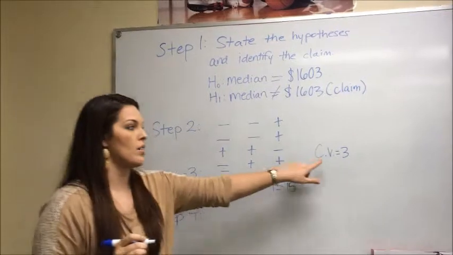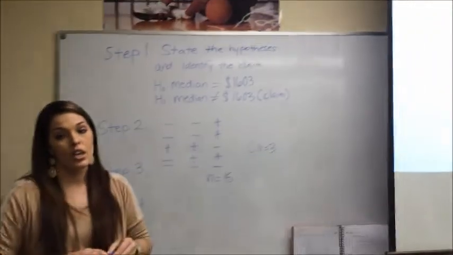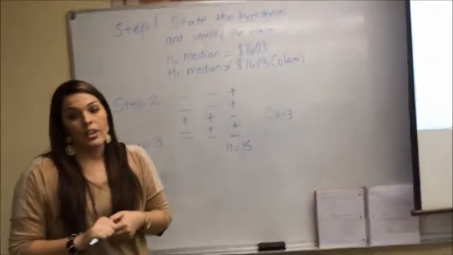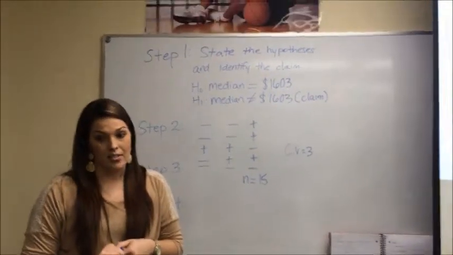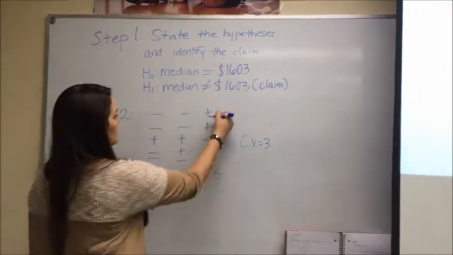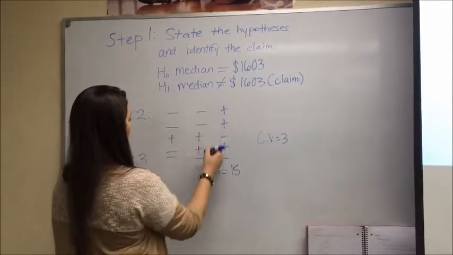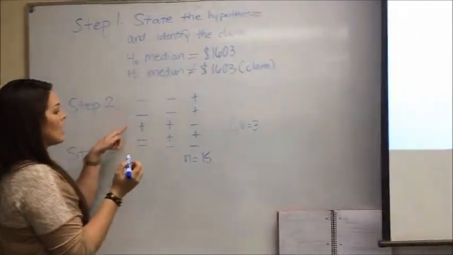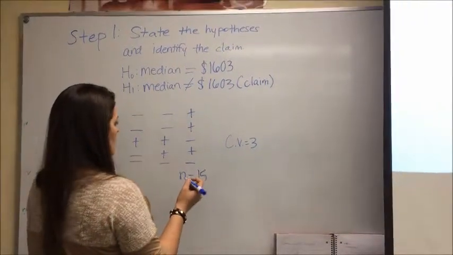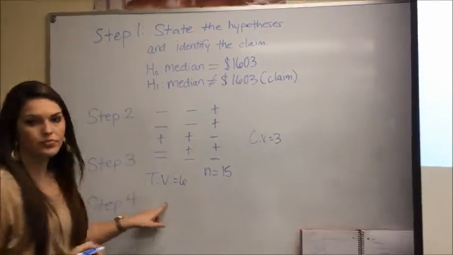Alright, so now we have found our critical value. Step 3 is where we compute the test value. You count the number of plus and minus signs obtained in step 2 and use the smaller value as the test value. Okay? So there are 1, 2, 3, 4, 5, 6 plus signs, and 1, 2, 3, 4, 5, 6, 7, 8, 9 minus signs. So 6 is our test value. So I'll put TV right here equals 6.